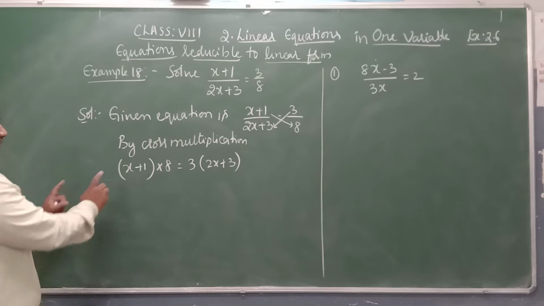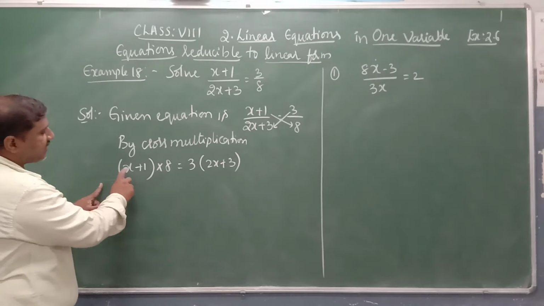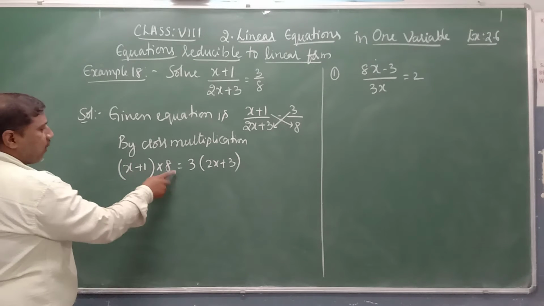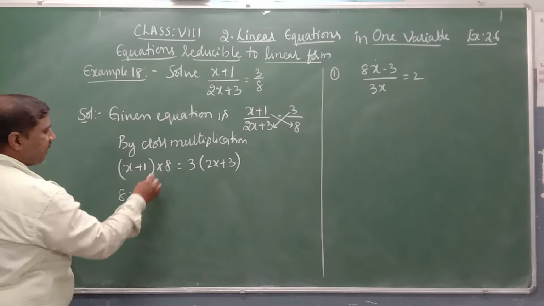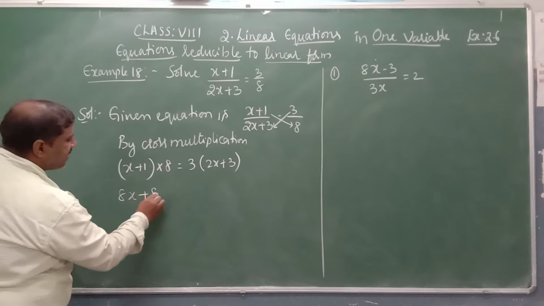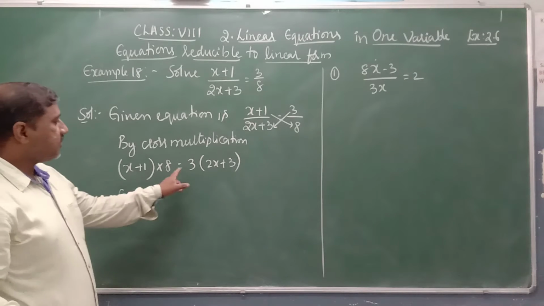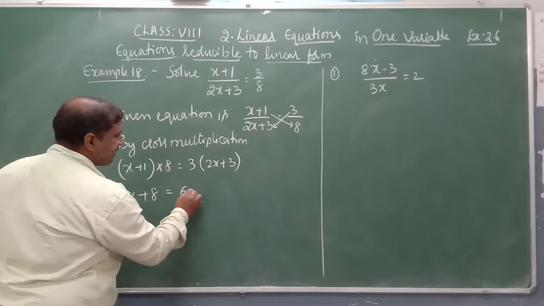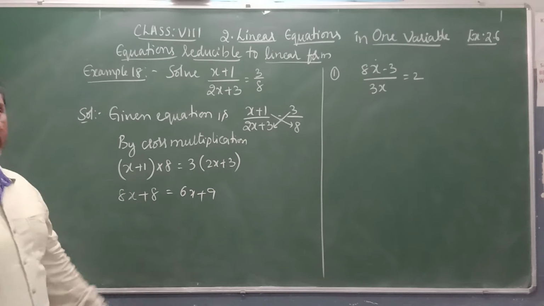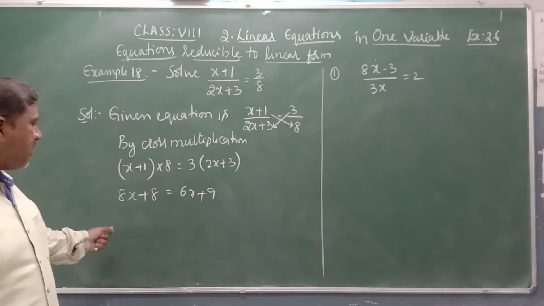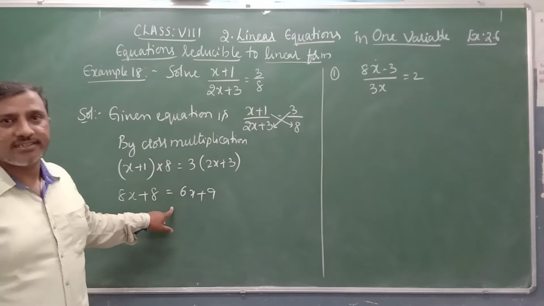Now multiply. x plus 1, x into 8 is 8x, plus into plus, 1 into 8 is 8. That is equal to 3 into 2, 6x, plus into plus, 3 into 3, 9. Now we got a linear equation having the variable on both sides. This is the simpler form.